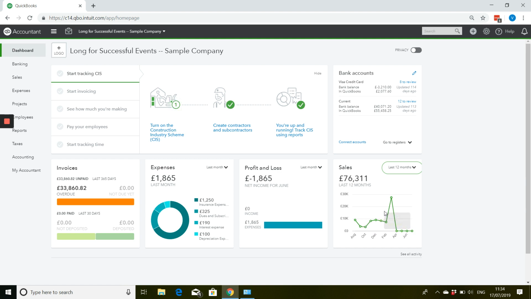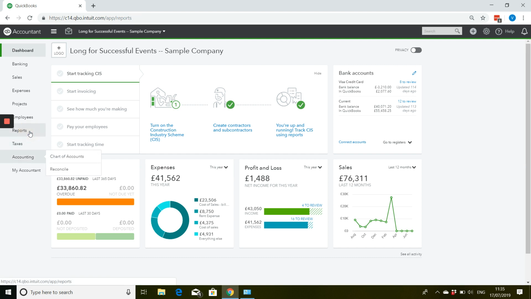It shows you a graph of the trends of sales. The profit and loss you can choose. So let's say this year, total income and total expenditure, and the total net income for this year, which we'll look at in a minute. Expenses, how much you've spent on different things for the last month, or you can change that to the quarter or this year. And invoices, how much we've got overdue, and anything not being deposited. That's the last 365 days.